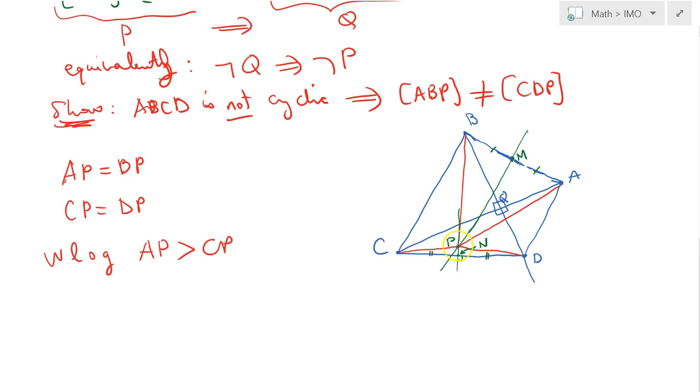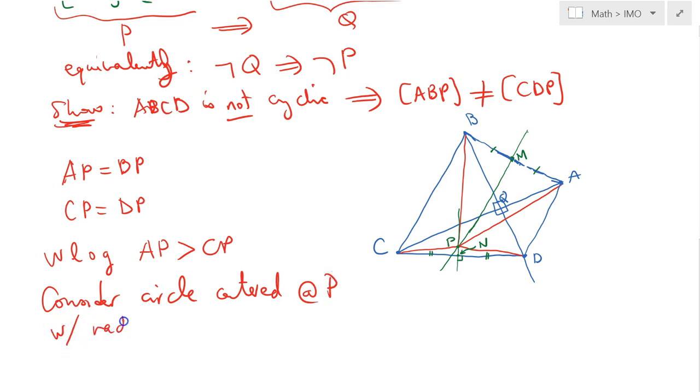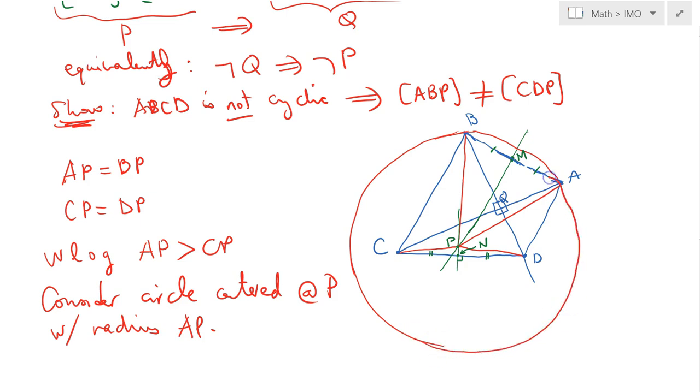circle. The circle centered at P with a radius AP. That's the crux move here. So when I consider that circle, I claim both points C and D will lie inside that circle. So I will try to draw it to the back, and that's obvious, right? AP is greater than CP and DP, so that's obvious. So we have this circle here, something like that, I would say.